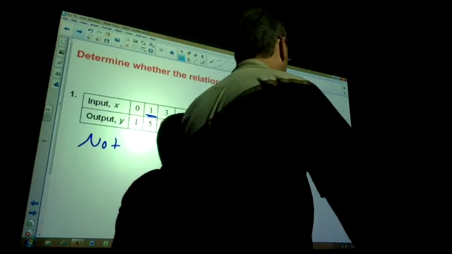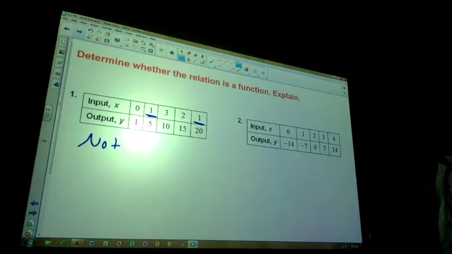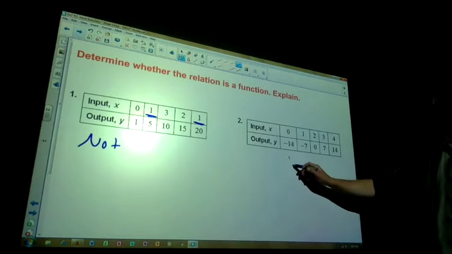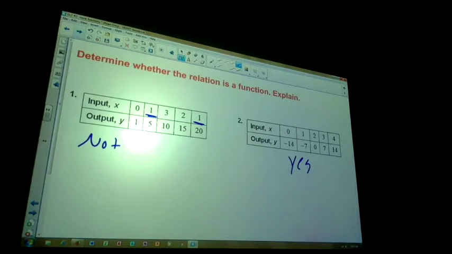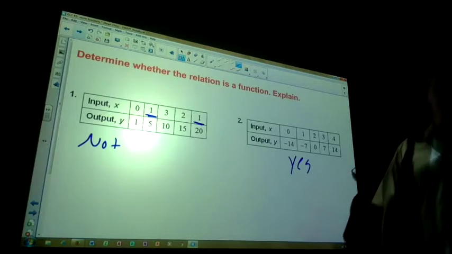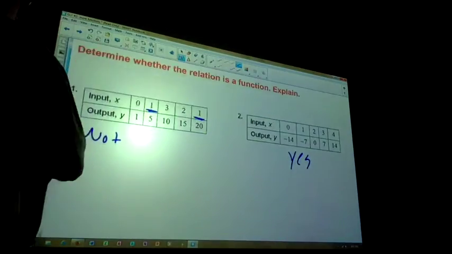Problem number 2. 0, 1, 2, 3, 4. Function or not? Yes. None of those repeat. That's the first part. Make sense? Can I move on?